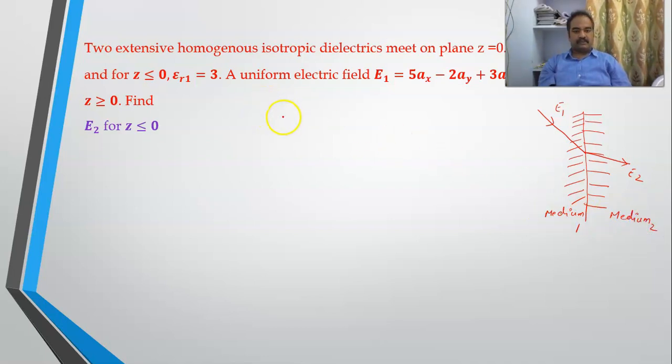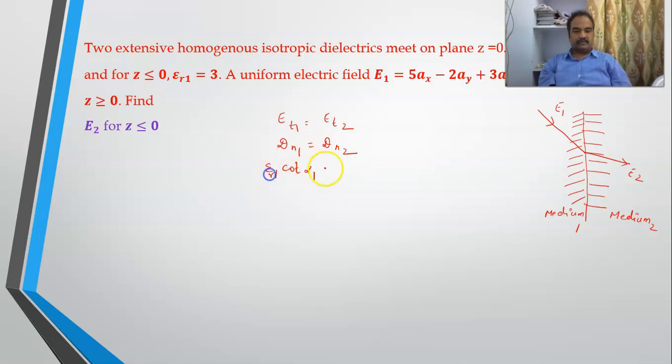So what are the dielectric conditions which I have? The first dielectric condition is ET1 is equal to ET2. Second is DN1 is equal to DN2. And the third one is epsilon R1 cot alpha 1 is equal to epsilon R2 cot alpha 2. Or this can be simplified in this fashion, which we have already discussed. If I substitute, because I know that D is equal to epsilon naught epsilon R into E, this is nothing but the absolute permittivity. So if I substitute here, what will I get?